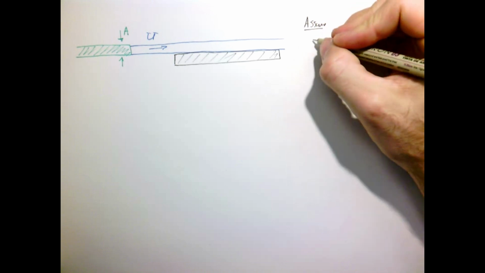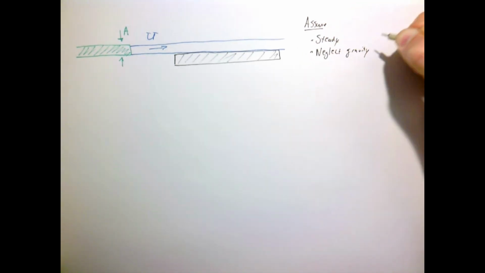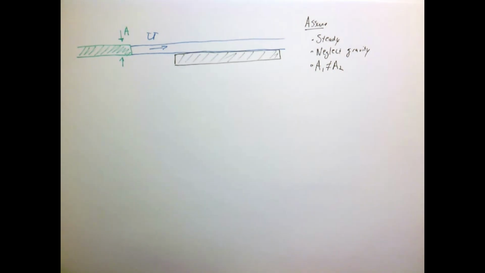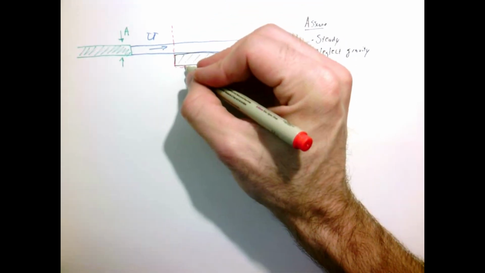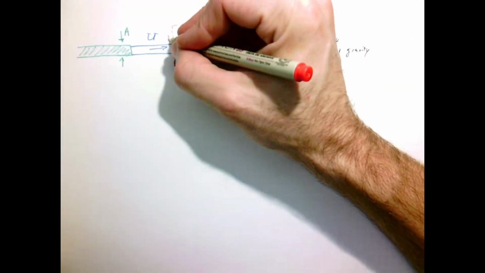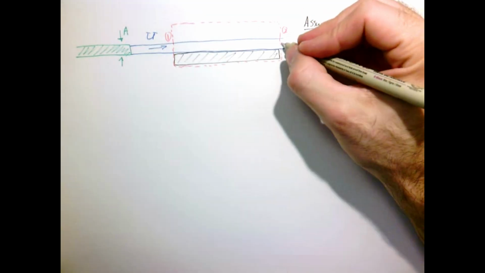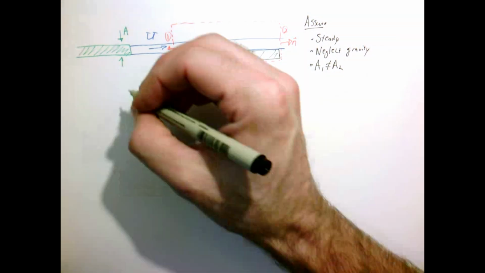So I'm still going to assume it's steady, so we're not interested in transients. But now I'm going to relax the assumption that A1 is equal to A2. And by A1 and A2, I just mean we'll draw a control volume, again, to include the plate. We'll call this surface 1, this surface 2, with normal vectors pointing outwards. So we're going to simply relax the assumption that A1 is equal to A2.